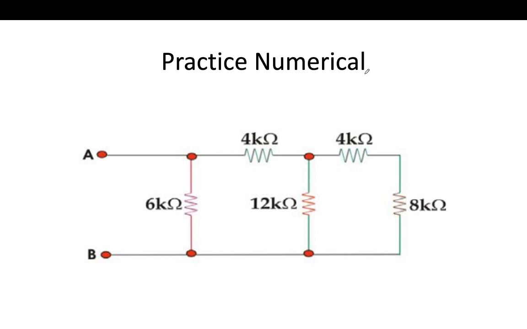So this is the practice numerical for you all. Here we have 1, 2, 3, 4, 5 resistors, and some are in series with each other and some are in parallel to each other. So you have to solve this step by step, and in the next lecture I will provide you the solution, but before that you do the practice yourself for your better understanding.